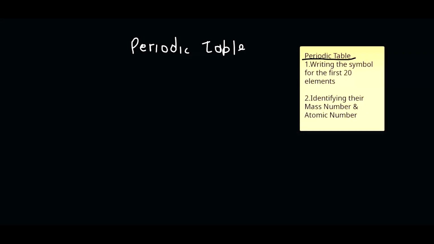In this video, we're going to be looking at the periodic table and the objectives for this video. We want to write the symbol for the first 20 elements, and we also want to identify their mass number as well as their atomic number. If you're having a problem with the periodic table, this is definitely your video to watch.